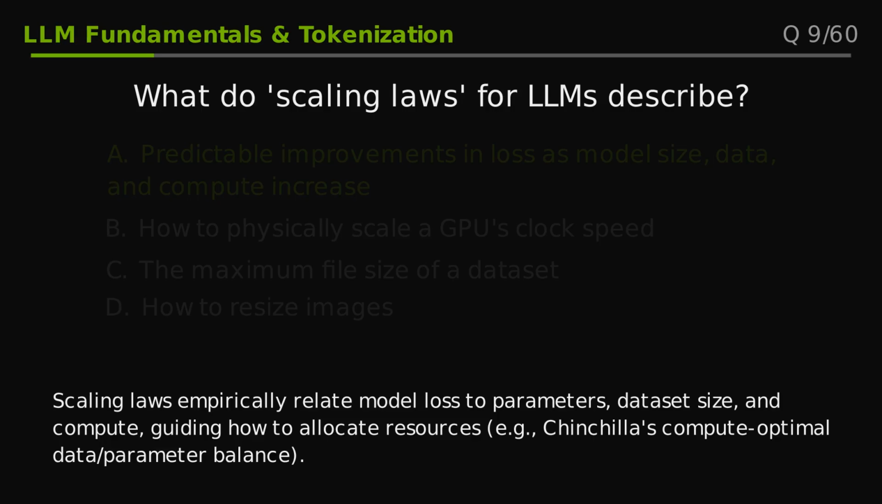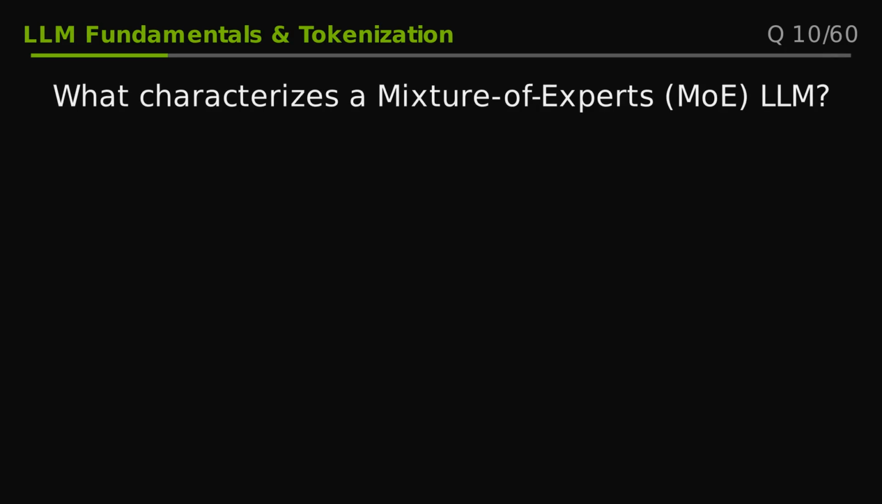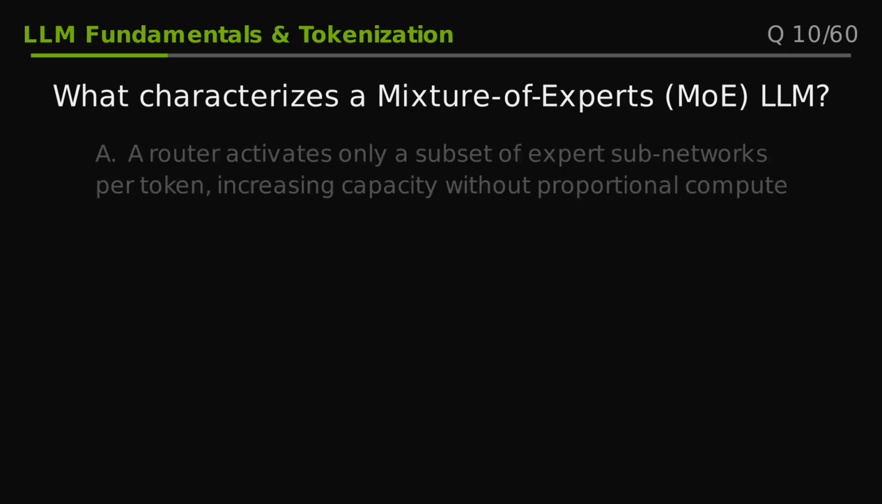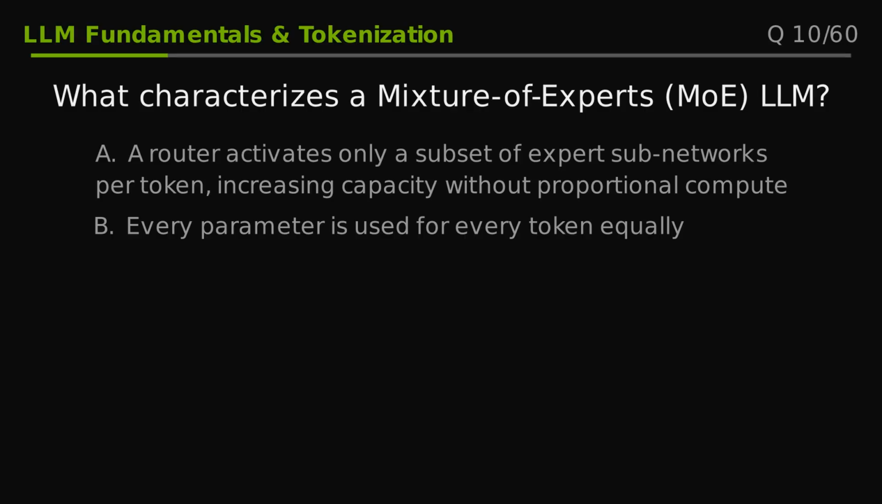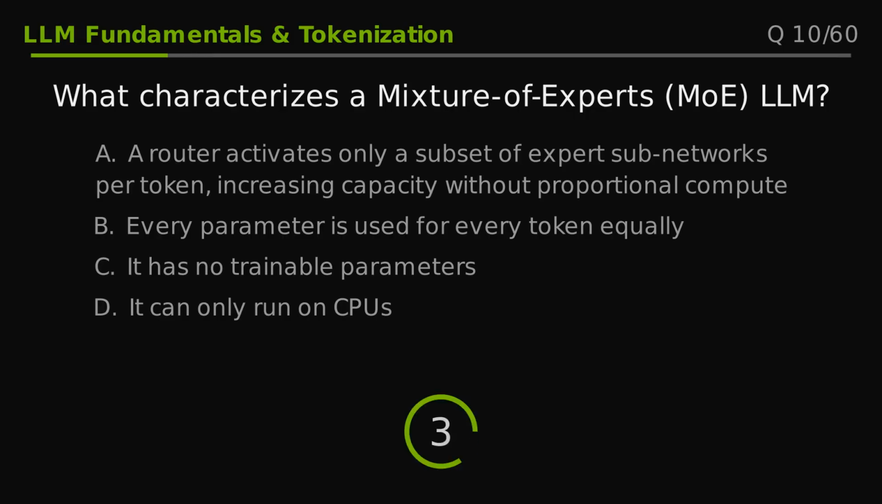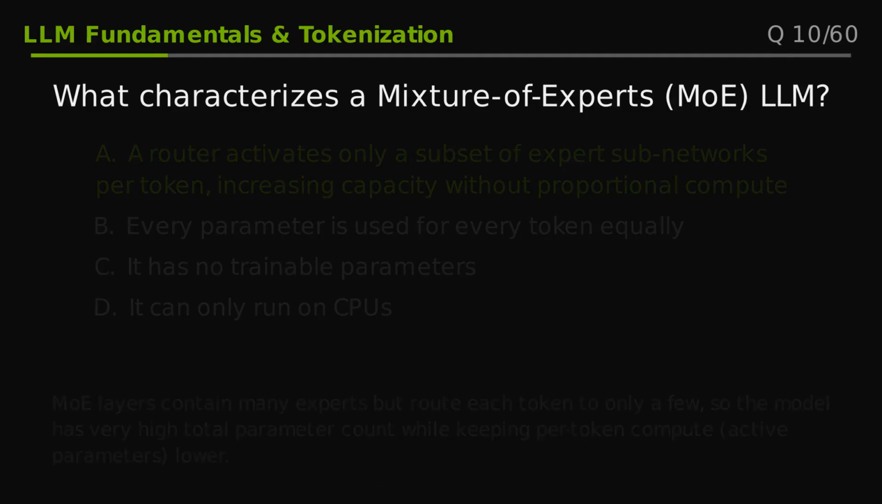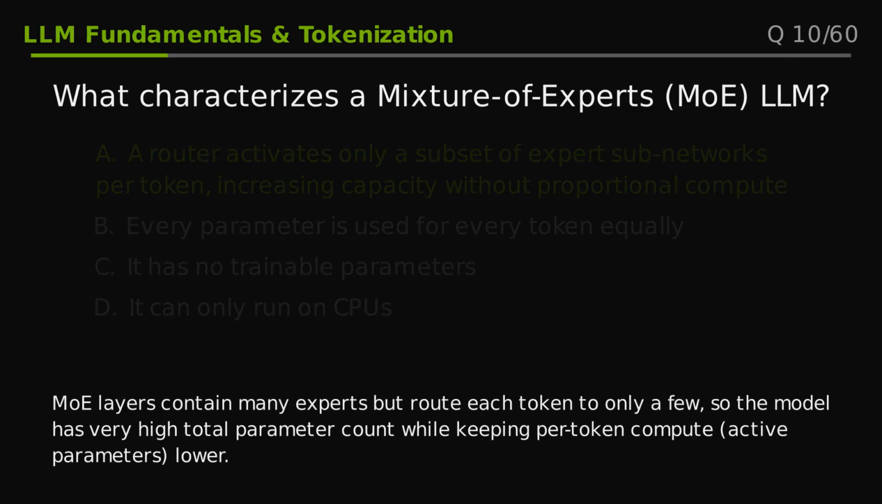Question 10. What characterizes a mixture-of-experts model? Option A. A router activates only a subset of expert subnetworks per token, increasing capacity without proportional compute. Option B. Every parameter is used for every token equally. Option C. It has no trainable parameters. Option D. It can only run on CPUs. The correct answer is A. MoE layers contain many experts but route each token to only a few, so the model has a very high total parameter count while keeping per-token active parameters lower.